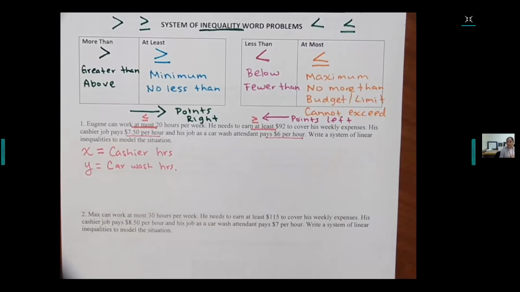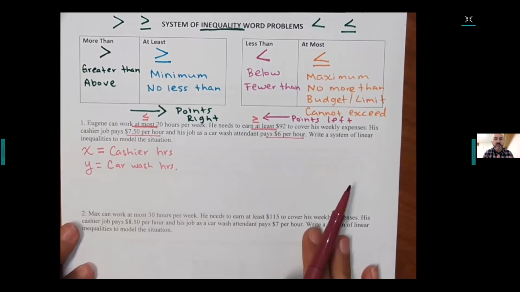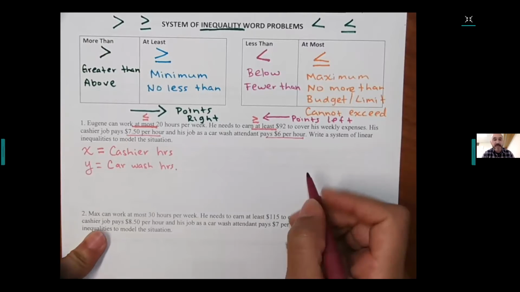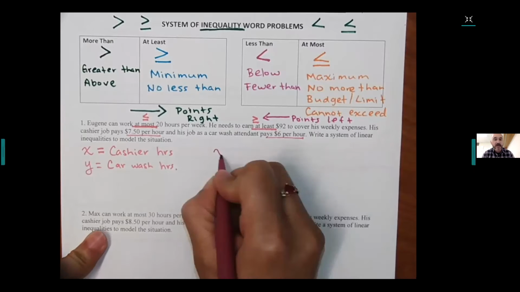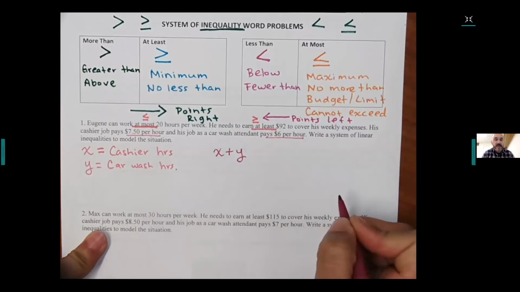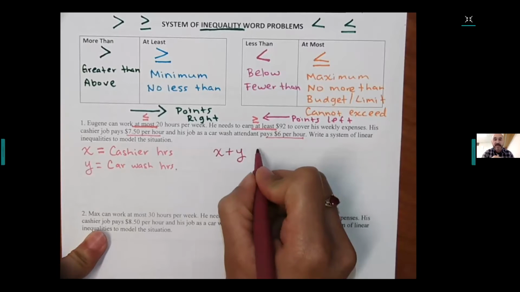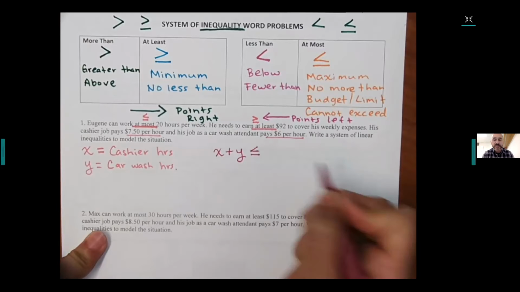So let's see, Mr. Blanco, can you help me put the equations together? Sure. So usually I will try to look for the sentences. So I will try to see if one sentence goes with one inequality. So I will look at the first one. So Eugene can work at most 20 hours. So what I'm going to do is I'm going to add the hours. So I'm going to add X plus Y. And it's going to be at most. So I'm looking at the chart. So it's going to be less than or equal to 20.